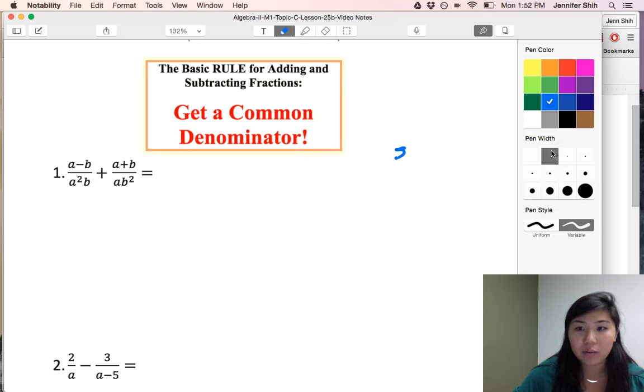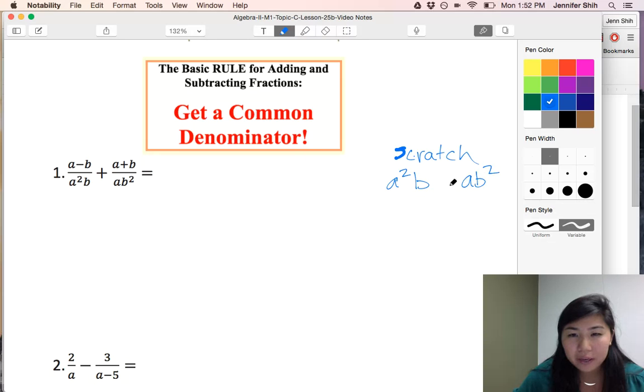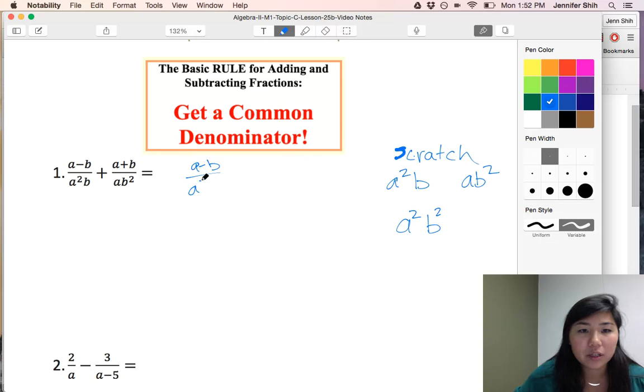So I'm going to keep track of my scratch work over here. And my common denominator, I have a squared and b, and I have a and b squared. So these are my denominators. If you really can't think of a common denominator or lowest common one, you can always just multiply these two together. But this one has 2 a's, so it definitely needs a squared, and this one has b squared. So I'm trying to think if I can multiply each of these expressions by something to get a squared over b. So what I'm going to get is a minus b over a squared times b, plus a plus b over ab squared.